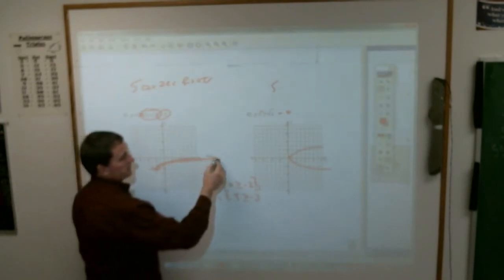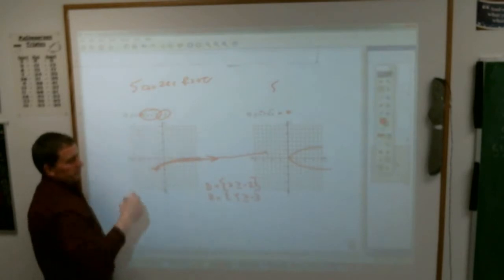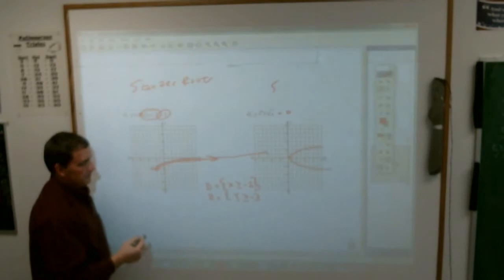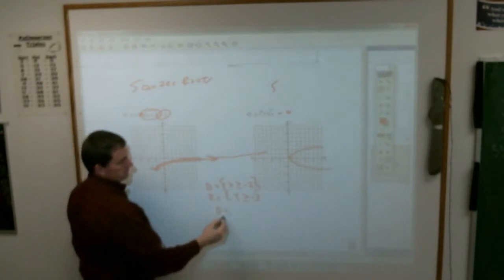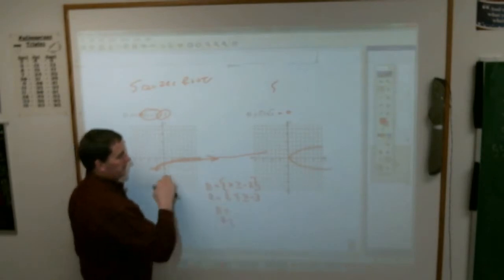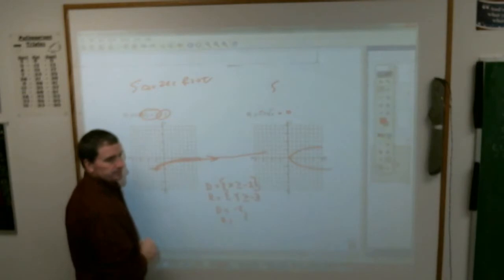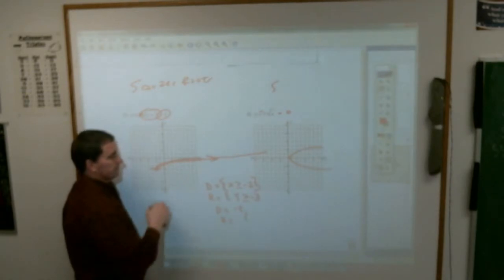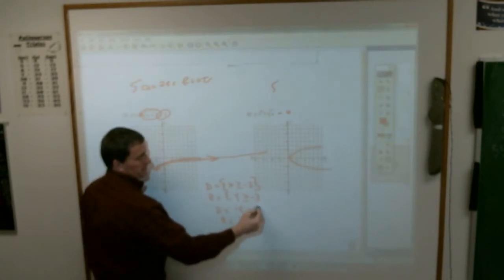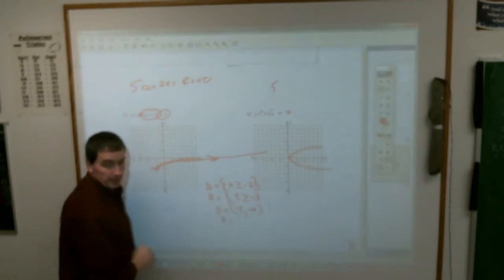Even though it looks like this thing's going to plateau and level out, given all numbers there, it's going to keep rising and rising. When you write this in interval notation, what's the domain look like? The starting point is -2, and it goes to infinity, never stops. Infinity is a parenthesis, -2 is a bracket.